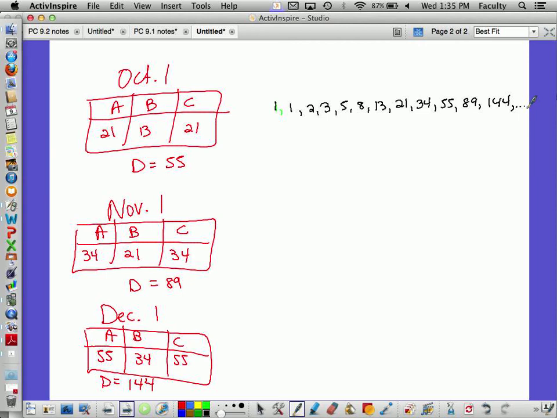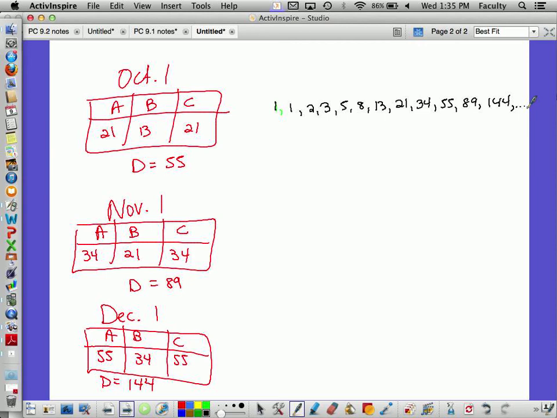Except for 1. What do you mean it skips a number? Never mind. Emily? It's like the 2 pairs of, so 1 plus 1 equals 2, and then 1 plus 2 equals 3. Okay, do you see that?